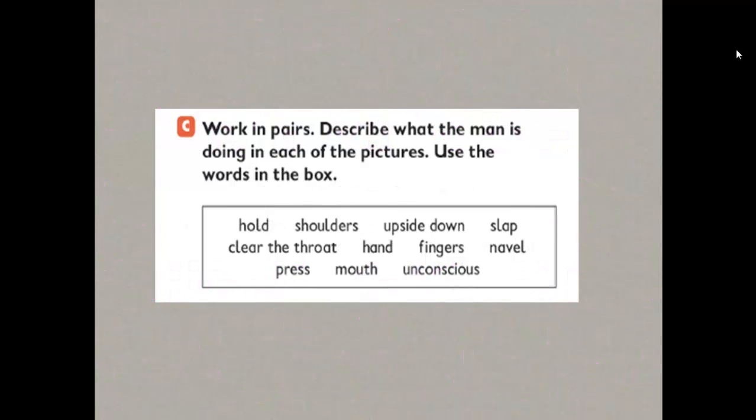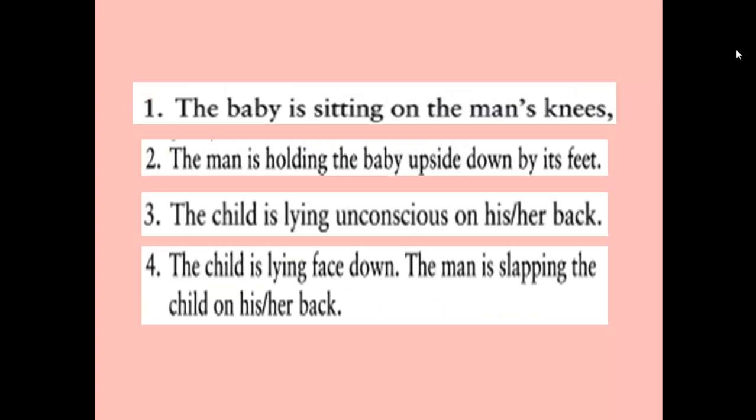Number C, work in pairs. Describe what the man is doing in each of the pictures. Use the words in the books. We have these words: hold, shoulders, upside down, slap, clear the throat, hand, fingers, navel, press, mouth, and finally we have unconscious. We want to describe what is happening in the pictures.